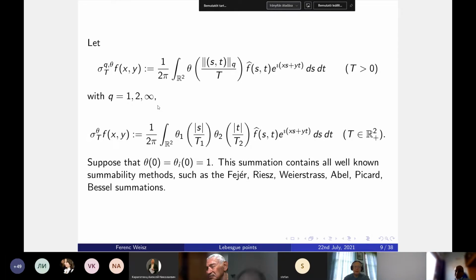In the other type of summability methods, we use 2 theta functions. Both are one-dimensional functions, and we consider the first function, theta 1, at the point absolute value of s over T1, and the second function theta 2 at the point absolute value of t over T2.